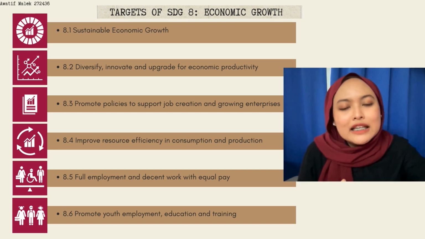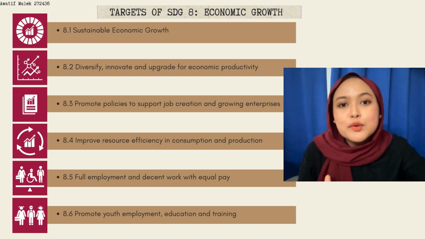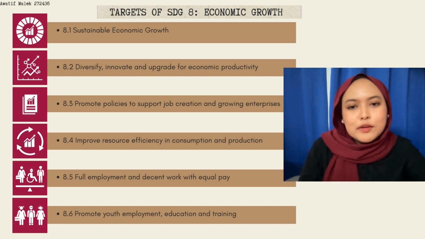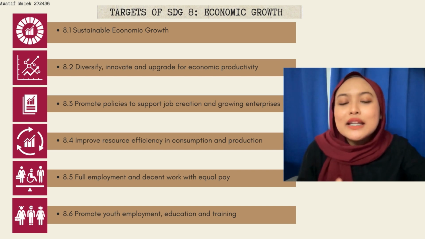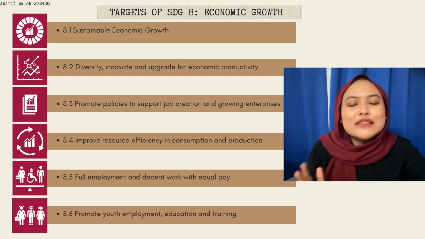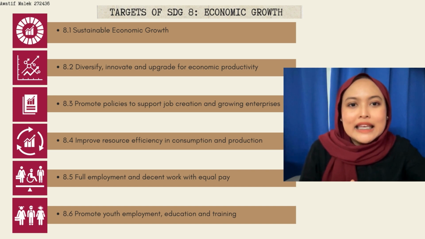Improve progressively through 2030 global resource efficiency in consumption and production, and aim to separate economic growth from environmental pollution in accordance with the 10-year framework of programs on sustainable consumption and production, with developed countries taking the lead. 8.5. Full employment and decent work and equal pay.